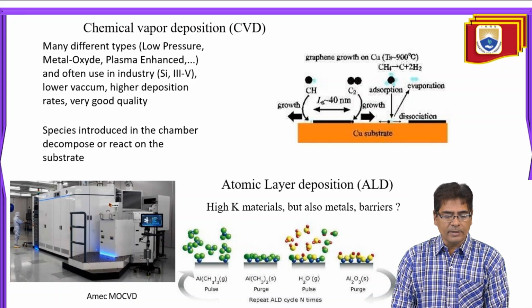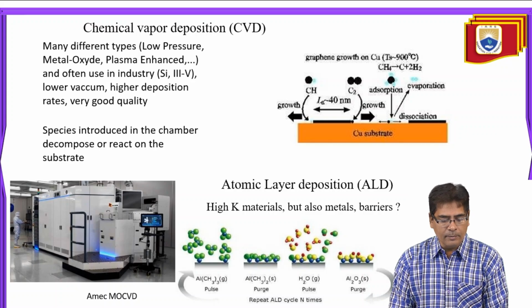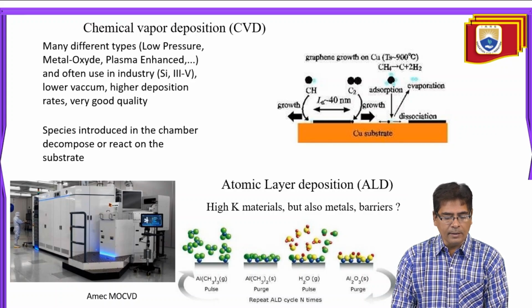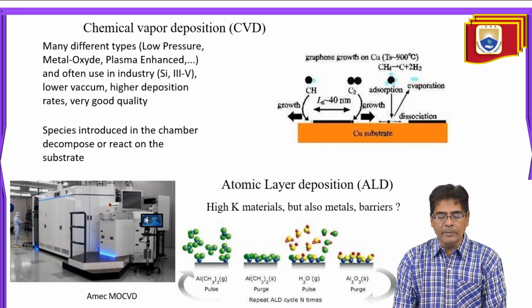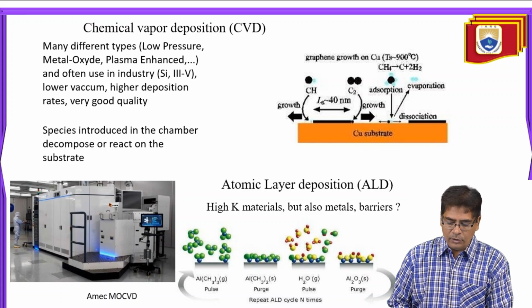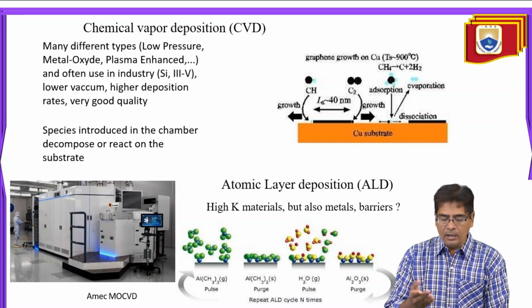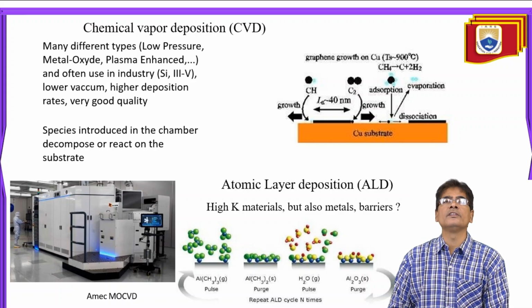Many different types: low pressure, metal oxide, plasma enhanced, often used in industry, with low vacuum, high deposition rates, and very good quality. Species introduced in the chamber decompose or react. In atomic layer deposition, high K materials but also metal barriers. We have a class 100 clean room here, and we can grow thin films using this deposition technique.